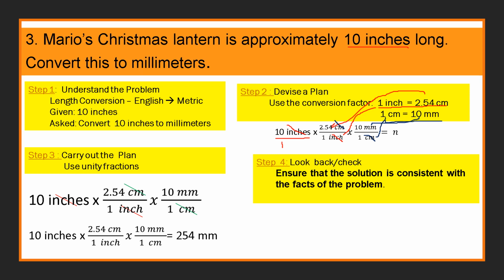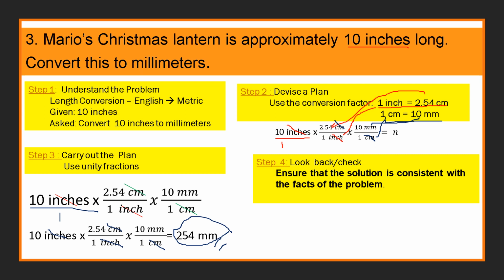Use the unity fractions. So we have 10 inches times 2.54 centimeters all over 1 inch, times 10 millimeters over 1 centimeter. Take note that 10 inches has a denominator which is 1. So 10 times 2.54 over 1 inch. We will cancel inches. 10 times 2.54 times 10 gives us 254 millimeters. And then 1 times 1 times 1 is equal to 1. So that's 254 divided by 1, which is just 254 millimeters. This is now our unit because we cancelled inches. We cancelled also centimeters. So our final answer now is 254 millimeters.